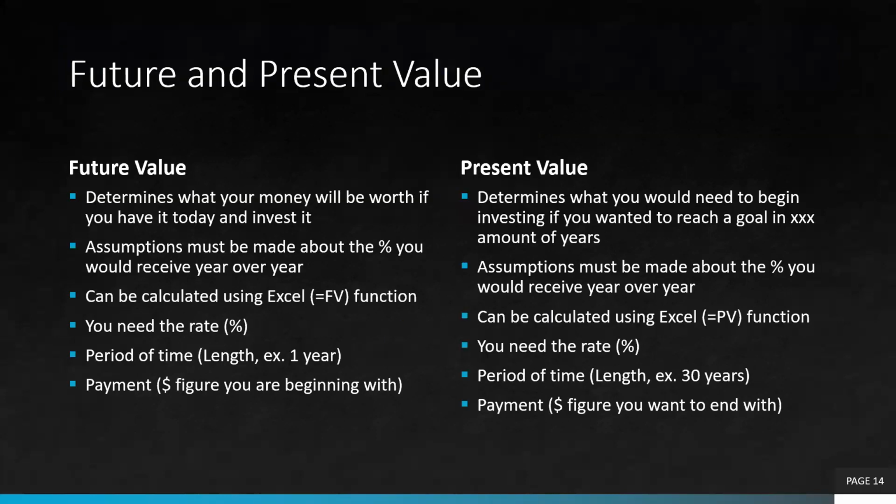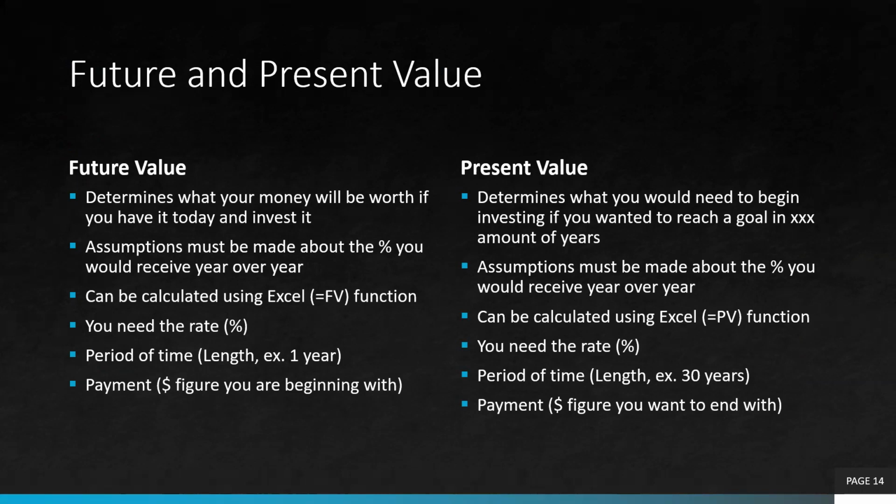So a little bit about the future and present value. The future value of money determines what your money will be worth if you have it today and invest it. So that goes back to the example where I give you $1,000 today and you invest it, and your rate of return is 40%. So you know that in a year from now, that $1,000 that I give you today will be worth $1,400.